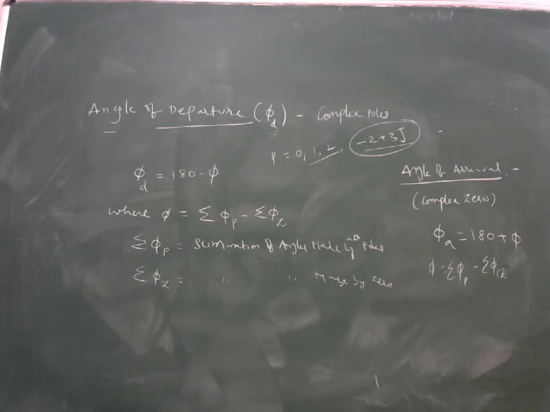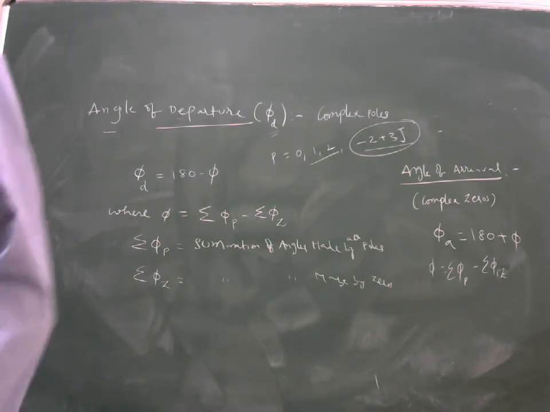The angle of arrival will be there only if you have complex zeros. The angle of departure will be there only if you have complex poles. To find the angle of departure, we used one formula, that is 180 minus phi. And similarly for the angle of arrival we used the formula 180 plus phi.